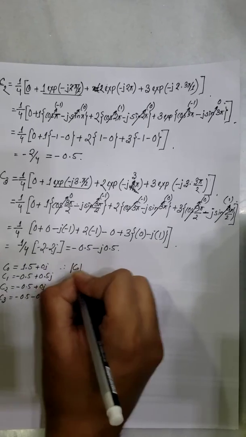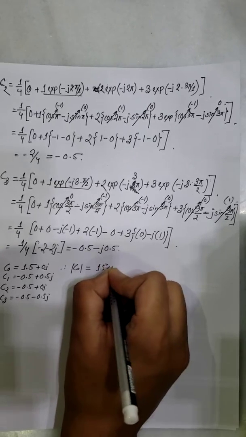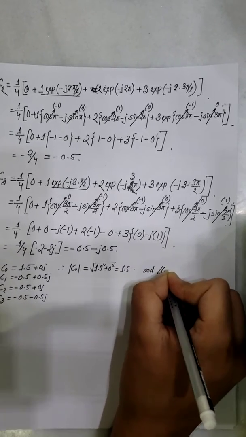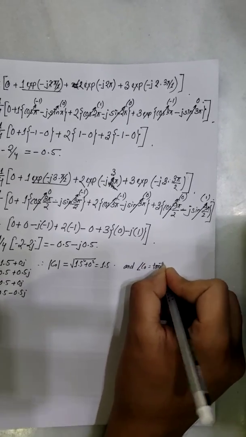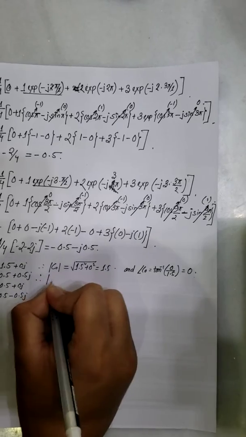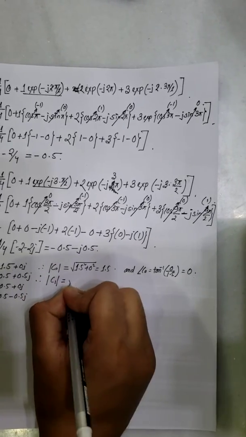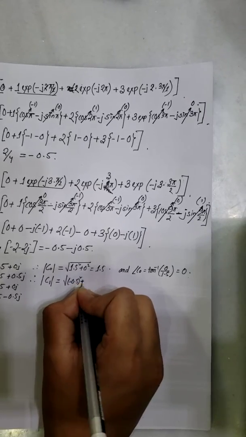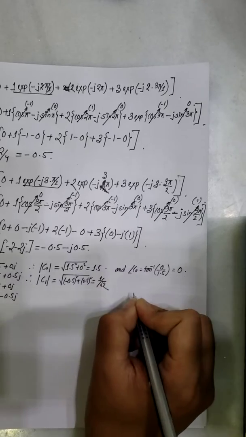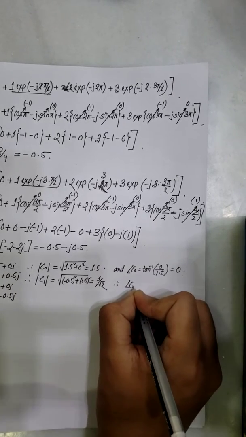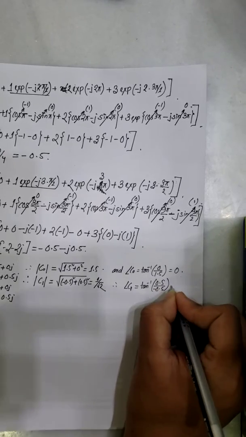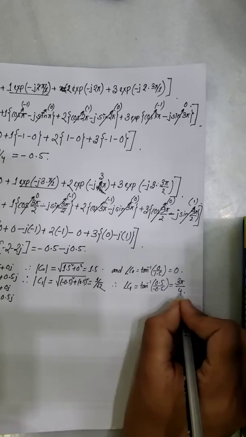So the magnitude of C naught is equal to the root of 1.5 squared plus 0 squared, which is equal to 1.5, and the angle of C naught is equal to tan inverse 0 over 1.5, which is equal to 0. Similarly, the magnitude of C of 1 is the root of negative of 0.5 squared plus 0.5 squared, which is equal to 1 over root 2. And the angle of C of 1 is equal to tan inverse 0.5 by negative of 0.5, which is equal to thrice pi over 4. Now why is it thrice pi over 4?